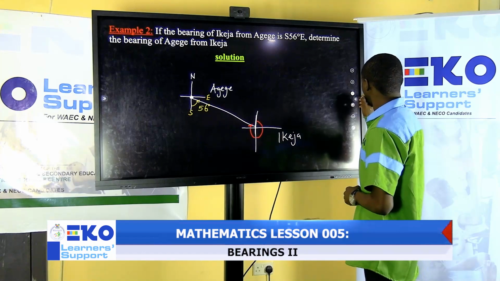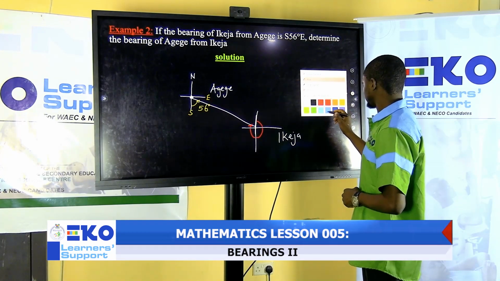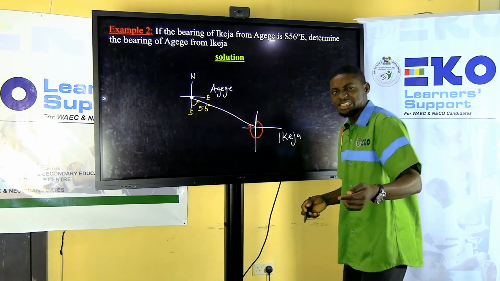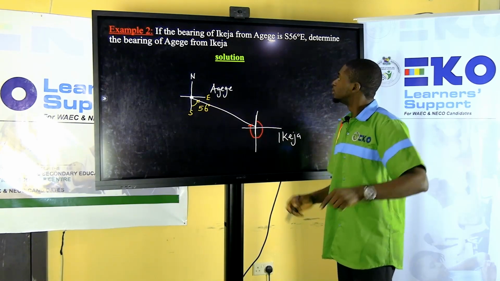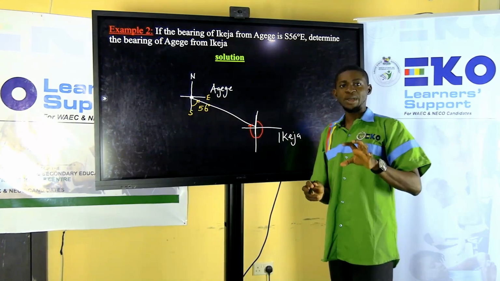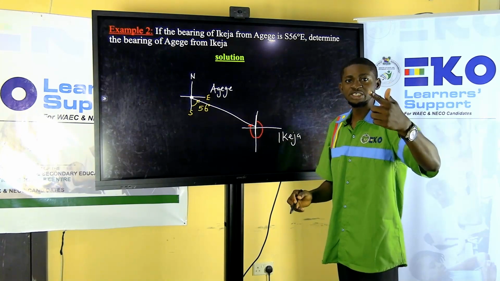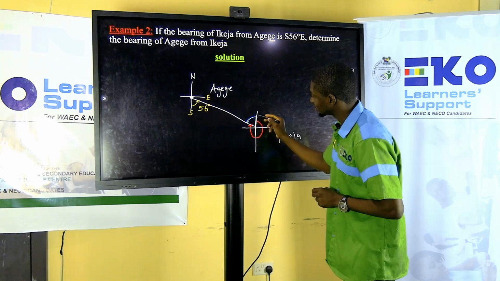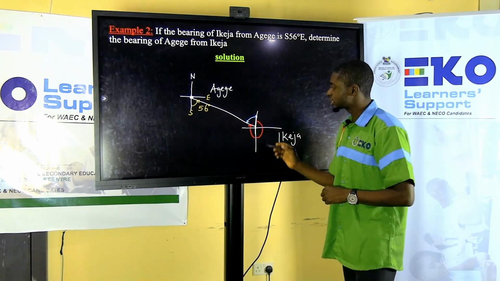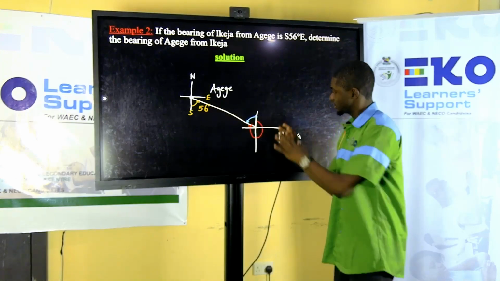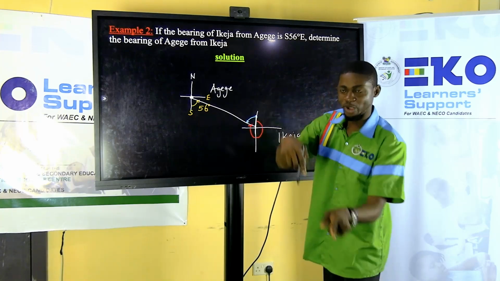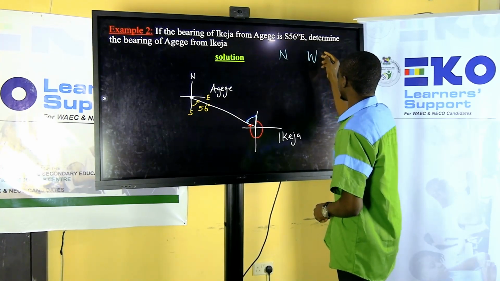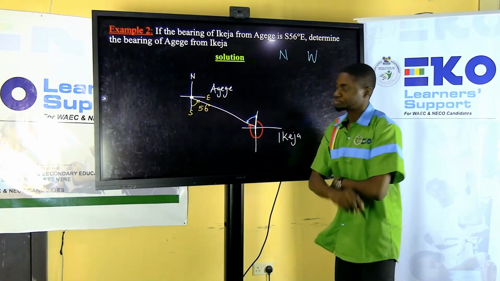So, with this red one, that is the three-figure bearing. But because the question is given to us in compass bearing, we must also return it to them in compass bearing. That means your compass bearing is the angle here. And if you look at it, the compass bearing is northwest. So let's keep that northwest. What we just need to determine is this angle.